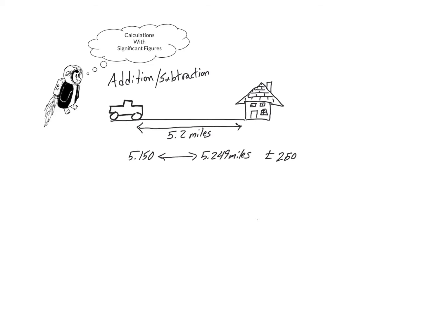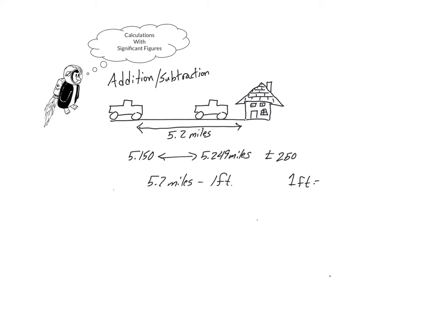So when we drove all the way home, we know the distance to be 5.2 plus or minus 250 feet. So when we got home, we parked too close to the garage, so we had to back up a little bit. Say we backed up 1 foot. That would make our trip 5.2 miles minus 1 foot. We can't compare miles to feet directly, so I have to convert it.